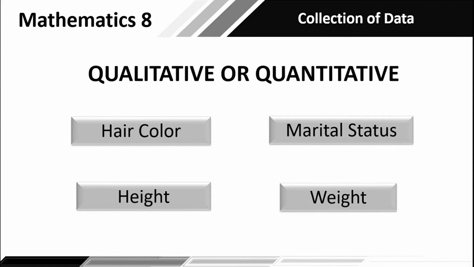Next, height and weight. Height and weight are quantitative variables because we usually represent height and weight using numbers. Example for the weight, 56 kilograms. Example for the height, 153 centimeters. Those are all quantitative variables.